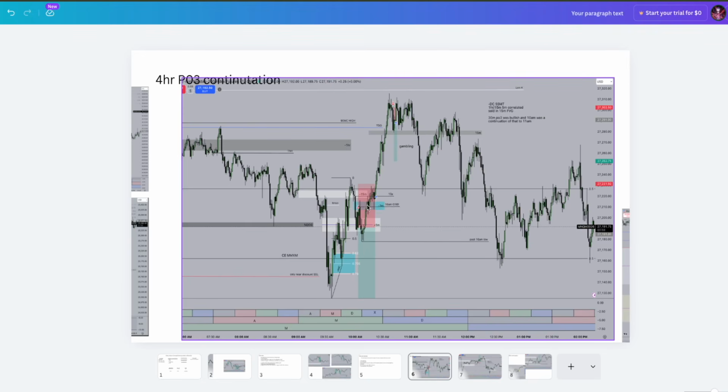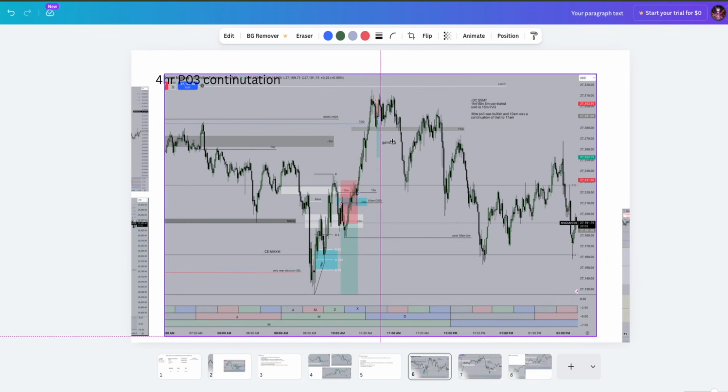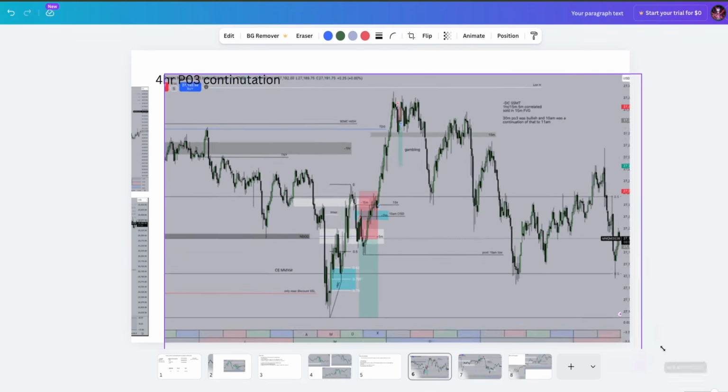You could have entered at this wick low when CE of that candle got tapped into, and then been in that for another 30 minutes until 11 a.m., and that'll be their first hour and a half of trading. That would be where you get your next true microcycle open, and that's where you would exit based on time.